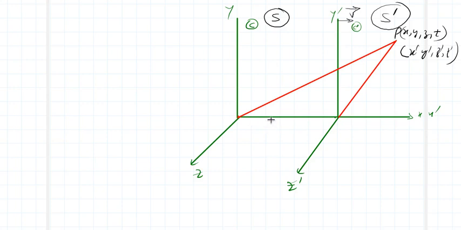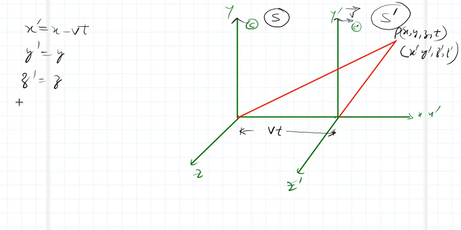Now, initially both the frames of reference are coinciding, but with the passage of time the moving frame travels a distance. If it is moving with velocity v, then in time t, this moving frame of reference travels the distance vt. So I can write down from geometry that x prime is equal to x minus vt, y prime will remain y, z prime will remain z, and t prime will remain t. These are known as the Galilean transformation.